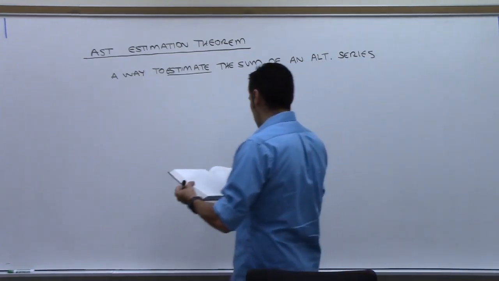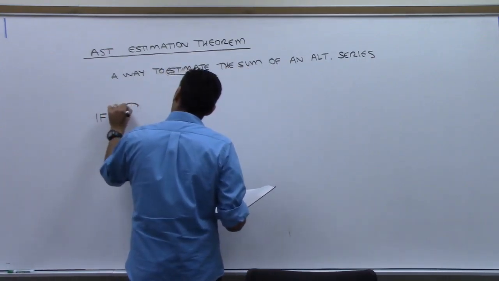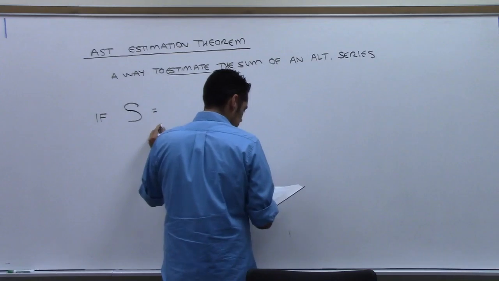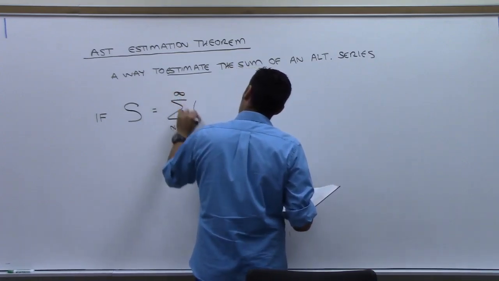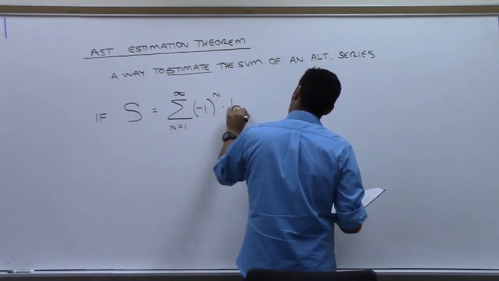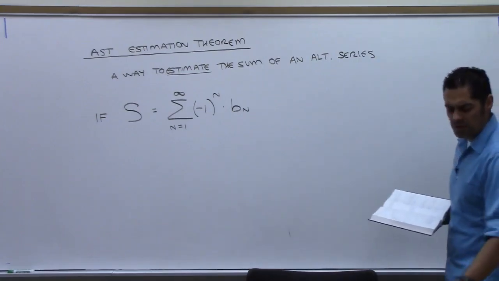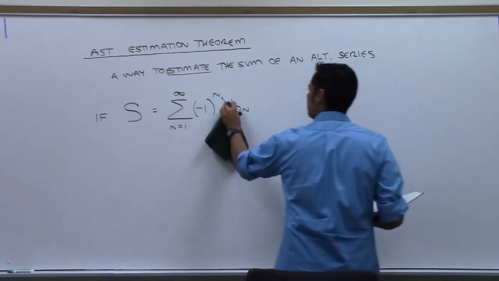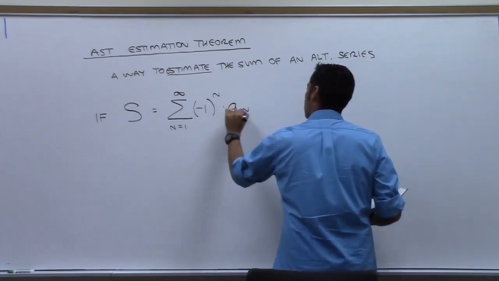I'll write it just the way it appears in the book. Okay, if capital S is equal to the sum as n equals 1 to infinity of negative 1 to the n times b sub n. They're using b sub n instead of a sub n, all right? I'll switch to a sub n so we follow the same notation, because that's what we've been using.